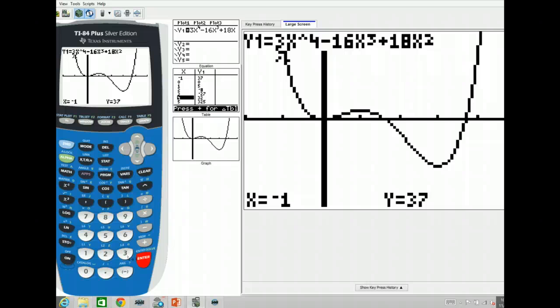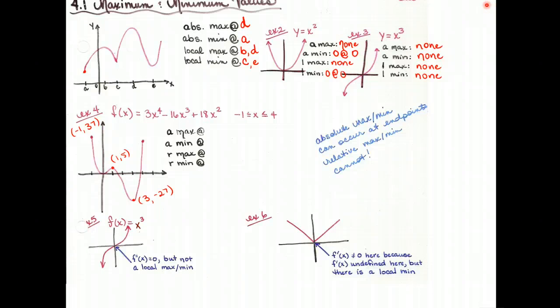Okay, so looking at that graph, where are you going to have your absolute maximum? It's going to occur at -1, right? And what is your maximum going to be? 37, right? So I'm going to have an absolute maximum of 37 at -1. All right, how about my absolute minimum? Where's that going to occur?